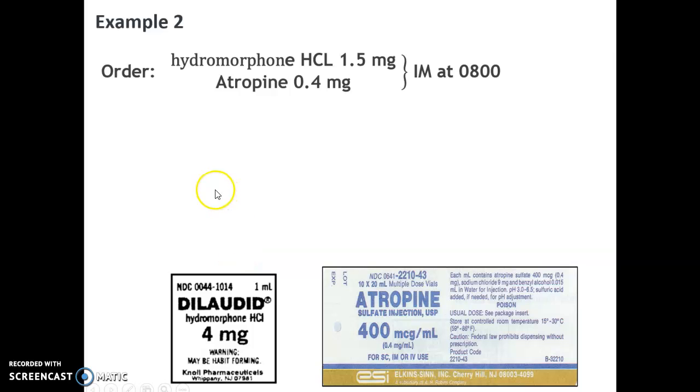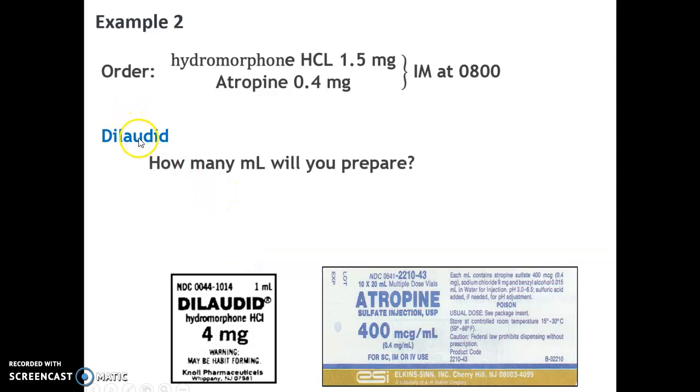So let's start with the Dilaudid. We're going to figure out how much Dilaudid we have to give in a syringe and how much atropine we have to get in a syringe, and then we're going to pull up both of them in the same syringe. Okay. So to start with the Dilaudid, how many milliliters will you prepare? So we need to figure out milliliter per dose, right? That's our desired answer. Now from your label, you can see that there's 4 milligrams, but it doesn't tell you in how much fluid. Okay, so we're gonna pull in that 1 milliliter as well.